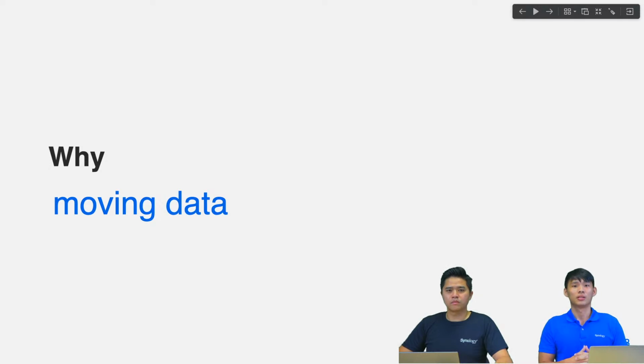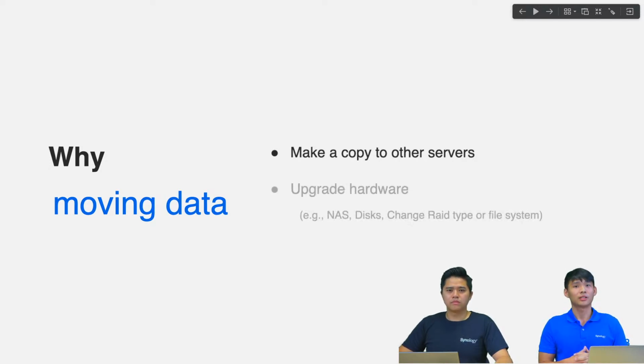The first one, make a copy to other servers, just like backup. For example, if you are going to change file system from ext4 to Btrfs, which requires removing the volume. Second, upgrade hardware, like replacing the NAS with a higher performance one, or changing disks to more capacity.